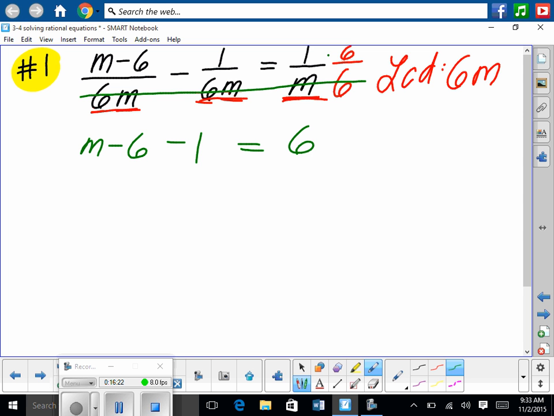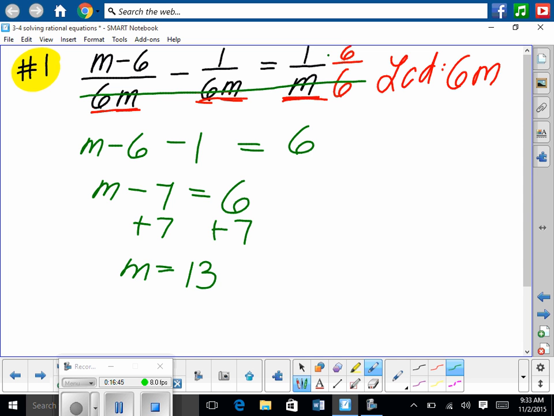Okay, so then I'm going to combine like terms over here on the left. So we'll have n minus, you tell me, negative 6 minus 1 more, people. Okay, come on. Negative 7 is equal to 6. Now what am I going to do to solve for n? Add 7 to both sides of our equation. So n is equal to 13.